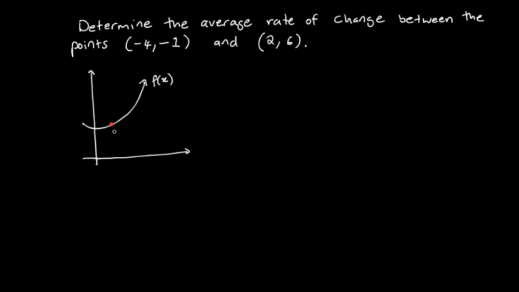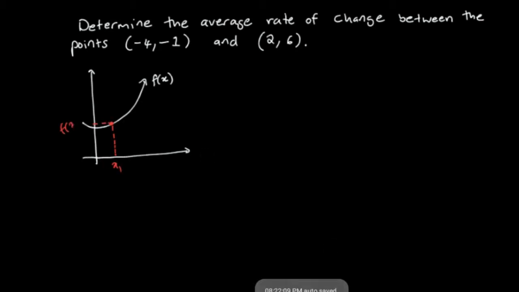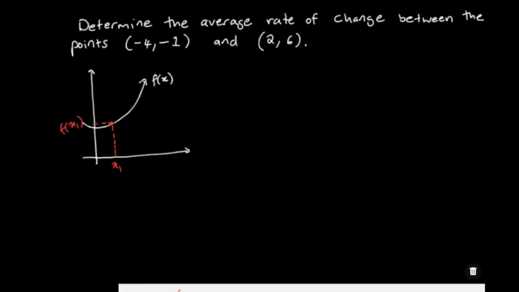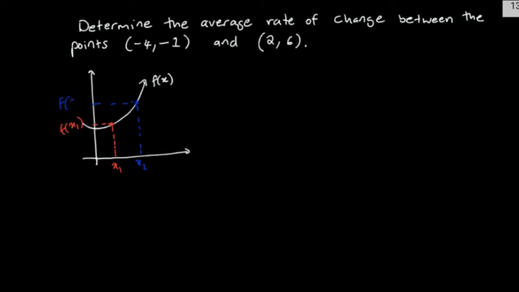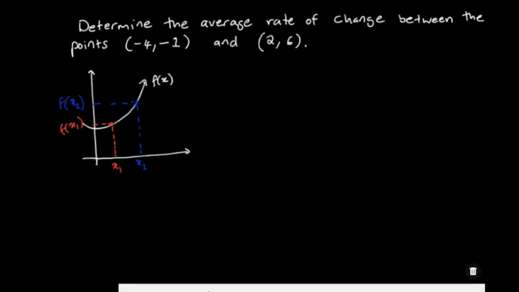So let's say I have this point here. This is point x1, and its equivalent y value, I'm going to call this guy f of x1, okay? And let's take another point, say here, and this is point x2, and its equivalent y value f of x2, okay?